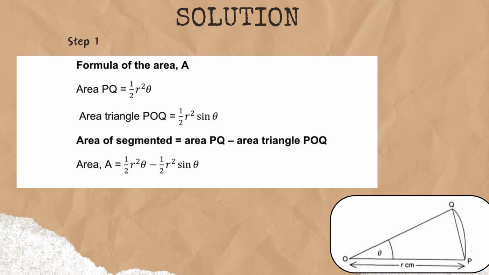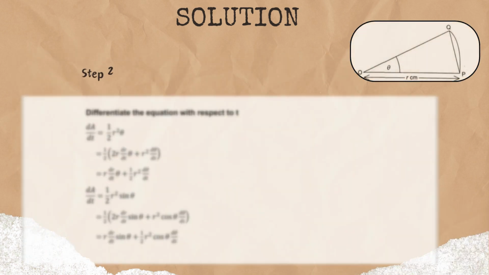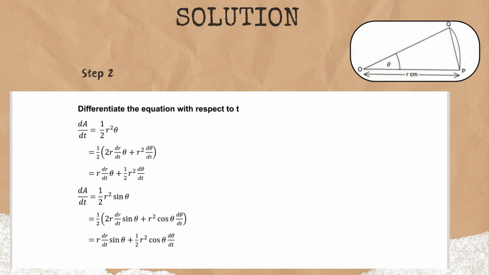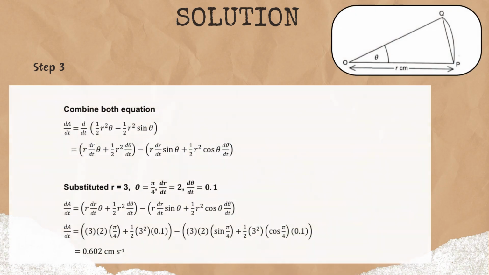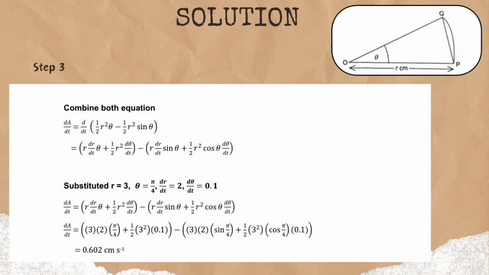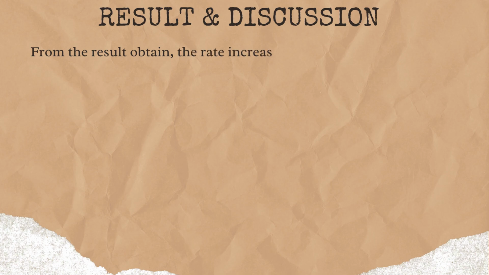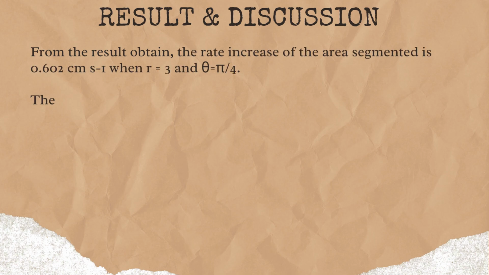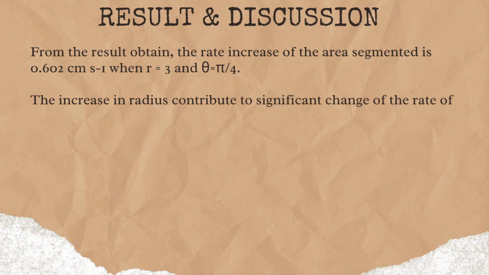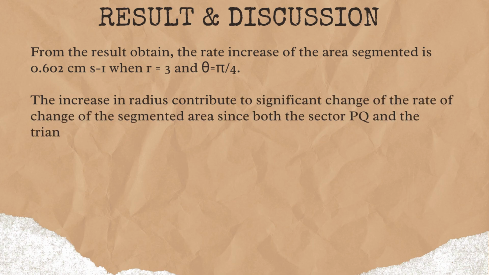First, we must find the area of the sector PQ and the area of triangle POQ. Then, we differentiate the equation with respect to t. After that, substitute r equals 3, theta equals pi over 4, dr over dt equals 2, and d theta over dt equals 0.1 into the equation. From the result obtained, the rate of increase of the area of the segment is 0.602 cm per second.